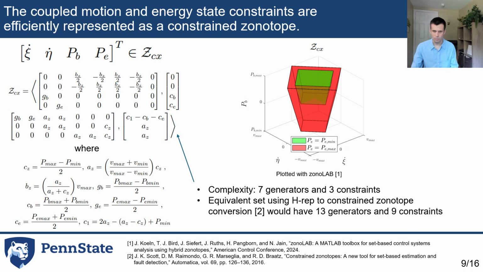And then we're showing what this constrained zonotope looks like in the figure on the right side of the slide here. So these are projections of the 4-dimensional set here. So the green projection corresponds to the case of minimum engine power, and the red projection corresponds to the case of maximum engine power. The X and Y components of the figure are the velocity components, and then the Z axis of the figure is the battery power. So when there's more total power available, the vehicle is able to go faster, and that's how we're coupling the motion dynamics to the energy dynamics.